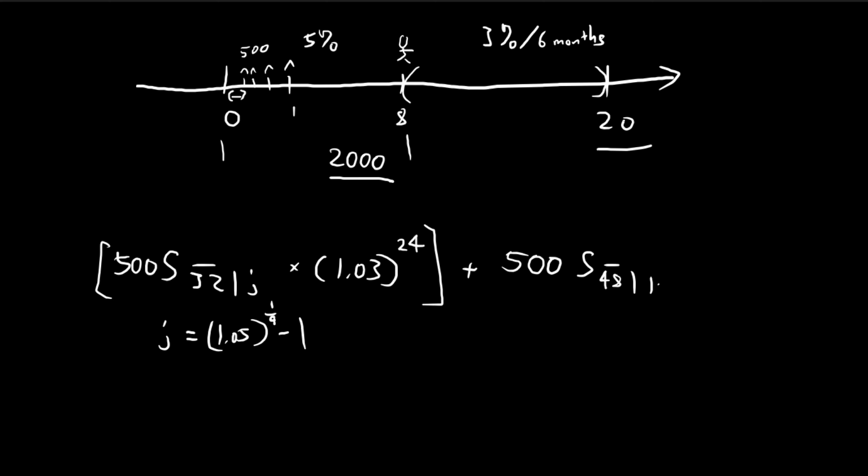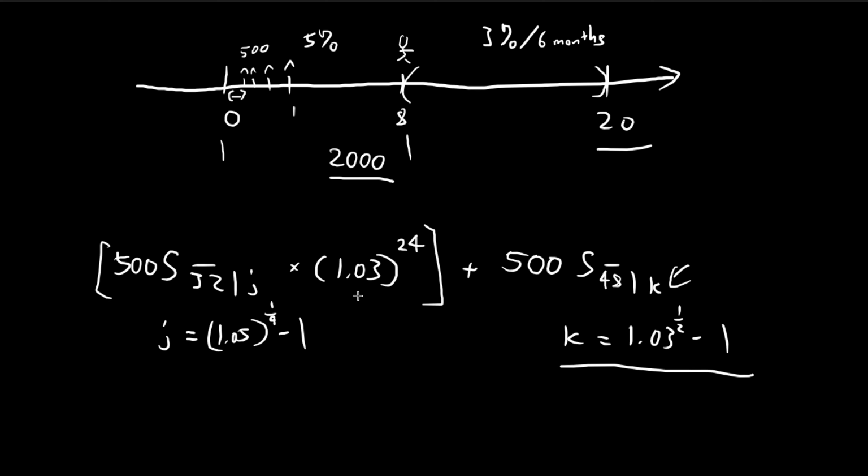And then for the interest rate, we're going to use K for this part. K is going to be equal to 1.03 to the power of 1/2, minus 1. That's because 3% is the effective rate per 6 months, and now we want the effective rate per 3 months, also known as a quarter. So all we have to do is apply this, and this will give us the effective rate for a quarter, or 3 months.